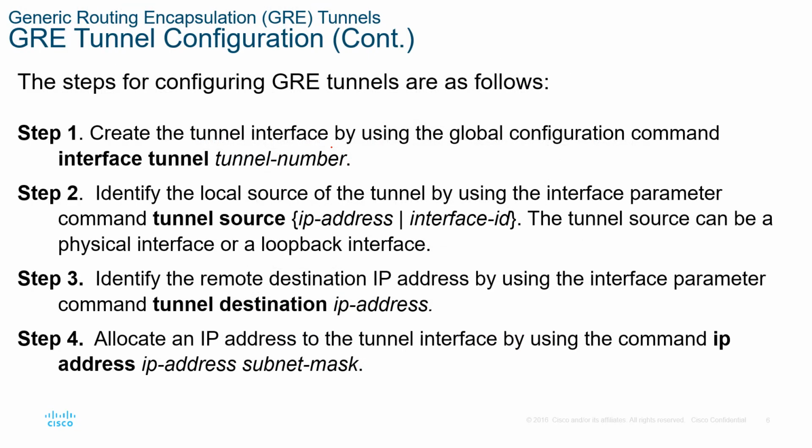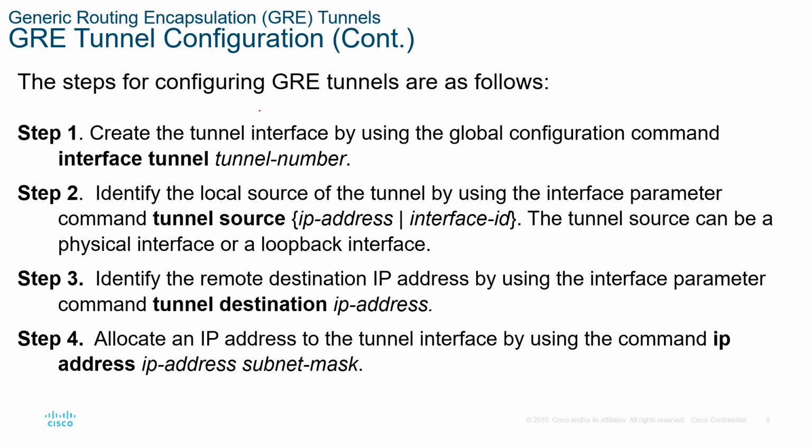So how do we build our tunnel configuration? Step 1, we create the tunnel interface by using the global configuration command interface tunnel, then you give it a number. And again, we'll have a lab walking through the steps as well. That's coming up in a separate video. Step 2 will identify the local source of the tunnel by using the interface parameter tunnel source, and that will be the IP address or the interface ID, not both. The tunnel source can be a physical interface or a loopback interface.